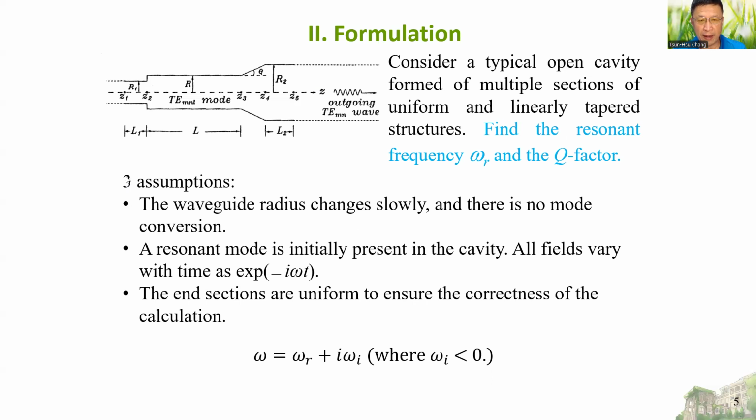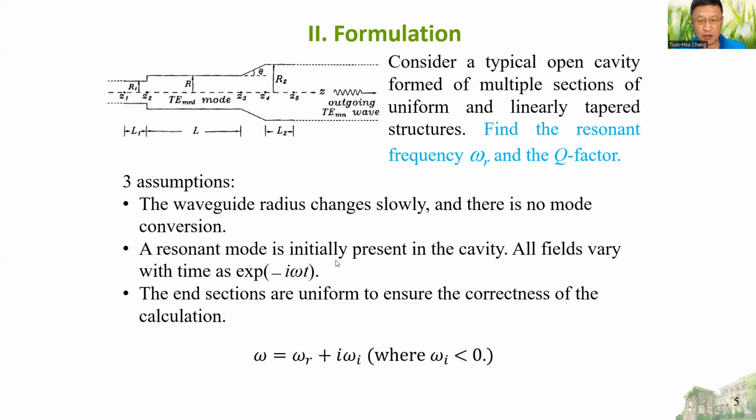And we are going to make 3 assumptions. The waveguide radius changes slowly, and there is no mode conversion. Okay, it might occur to you that in here it's not slow, it changes drastically. However, here it is acceptable as slow, but here is definitely not. But don't worry, later on I will show you that even though it's discontinuous here, the result is still acceptable. With single mode operation, the calculation can be simplified.